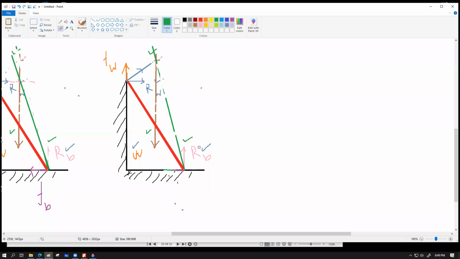Okay, so if the floor is smooth and the wall is rough, we're going to have this thing coming out of the floor. And because the floor is absolutely smooth, there's no frictional force. So the only force that you can get at the bottom of the ladder is going to be the reaction force from the ground.